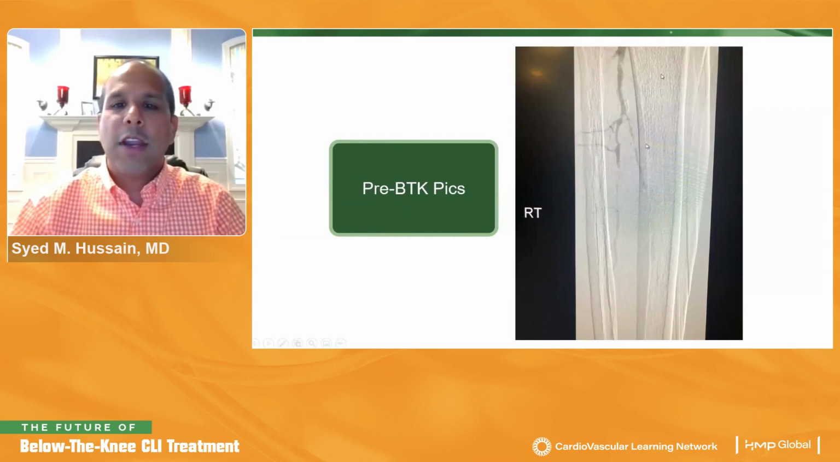And then when we get below the knee, this is what it looks like here. The anterior tibial artery is occluded. The tibial peroneal trunk is stenotic, with the posterior tibial artery occluded. And then there's a peroneal artery that has multisegmental stenosis throughout its course.